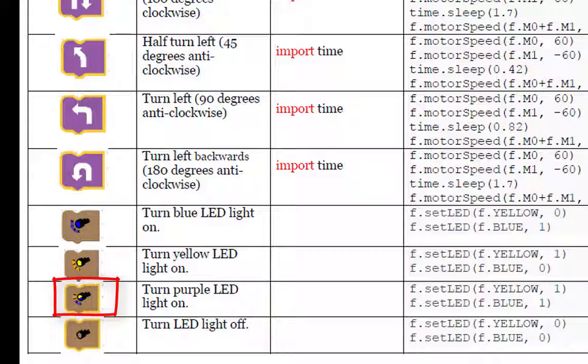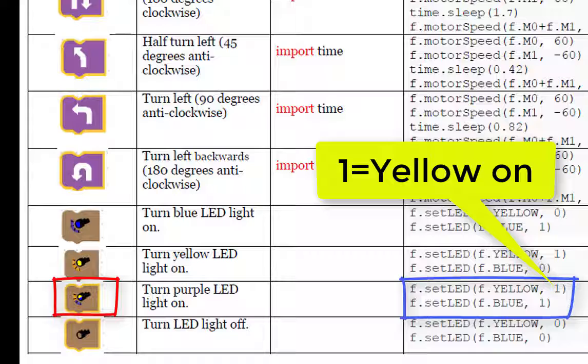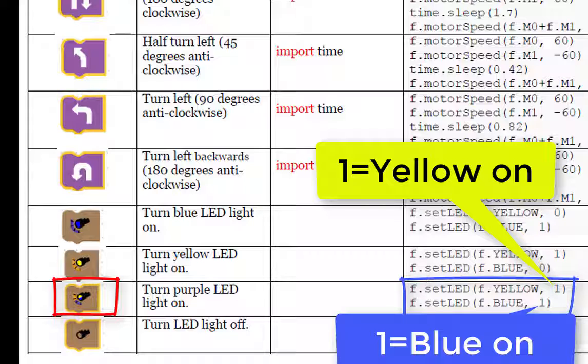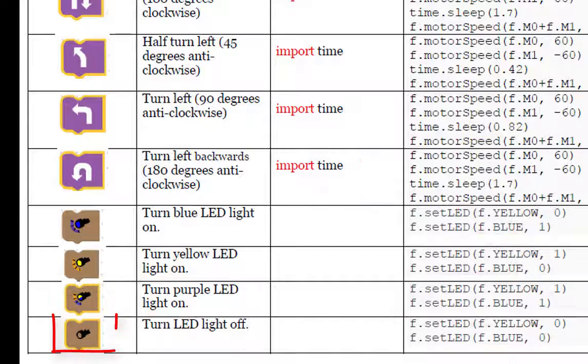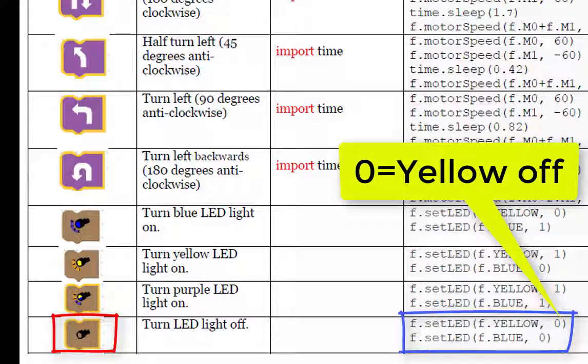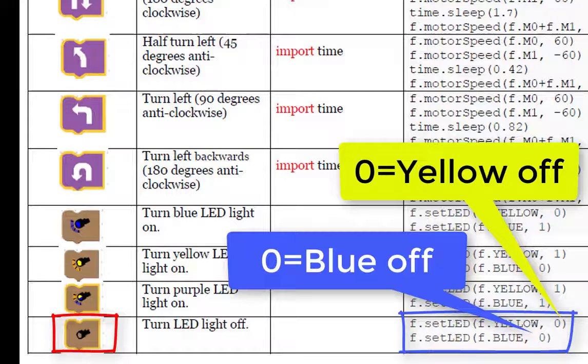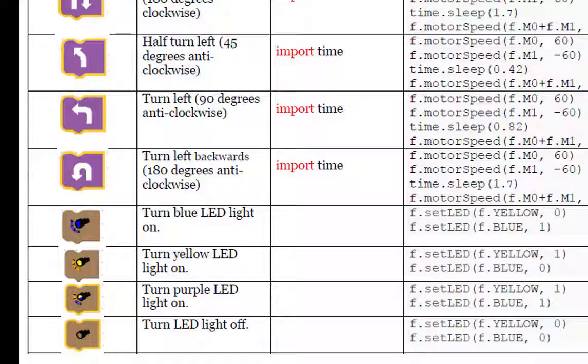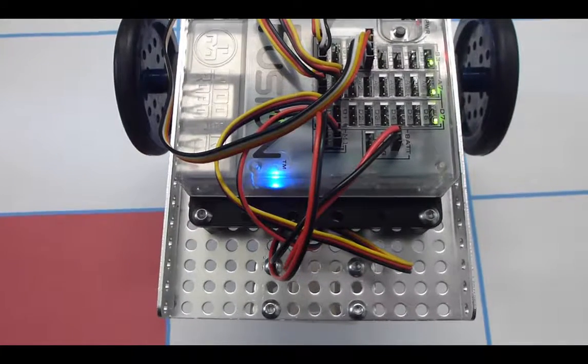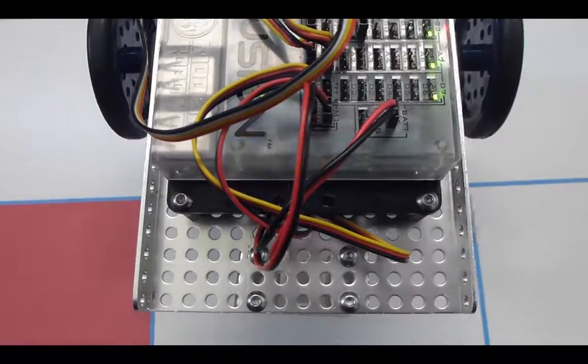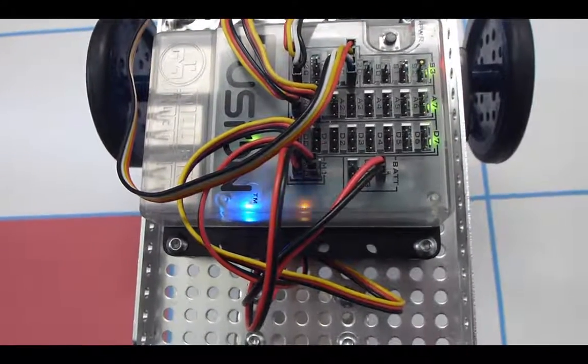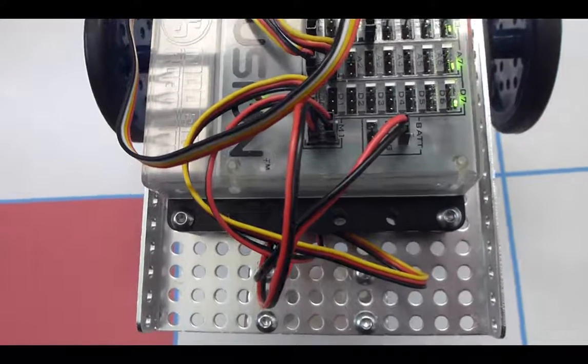The Blockly purple LED on gives a Python equivalent of f.set_led yellow 1 to turn the yellow on, and f.set_led blue 1 to turn the blue on. To turn both off, the values of f yellow and f blue are both set to 0. This turns both the blue and the yellow off. Now let's see that in our Fusion robot, in the sequence blue on, yellow and blue on simultaneously, which is purple, and then both LEDs off.